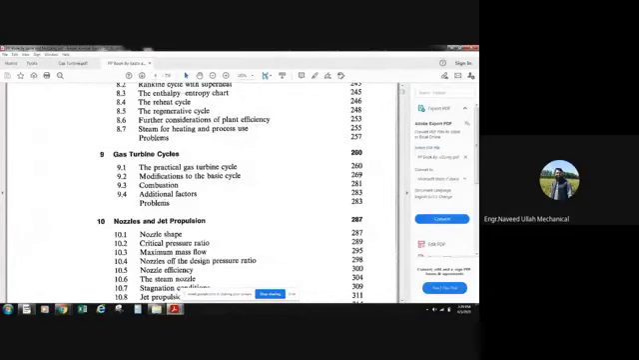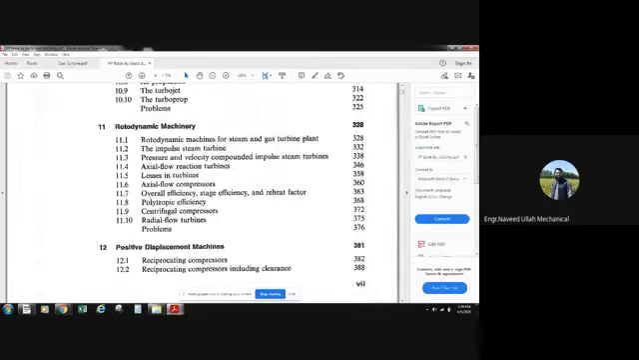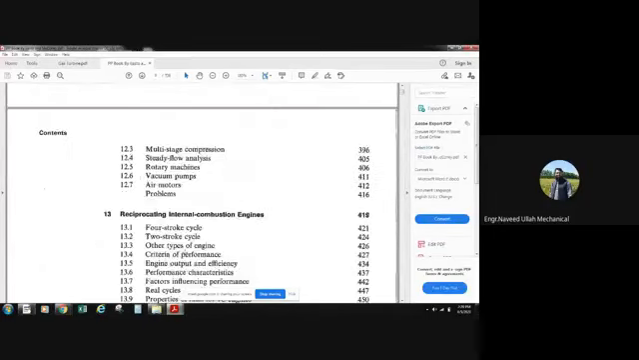Okay, so this is gas turbine cycles, or gas turbine power plant in particular, and then we will be talking about the gas turbine cycles. Chapter 10 is nozzles and jet propulsion, and then after that we have rotodynamic machines. I told you this is chapter 11 in this particular book, and then we have positive displacement machines like reciprocating compressors, etc. And at the end, this is reciprocating internal combustion engine.